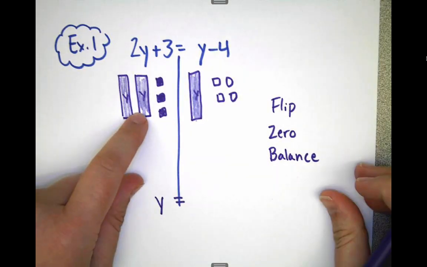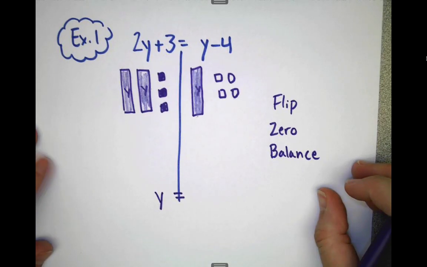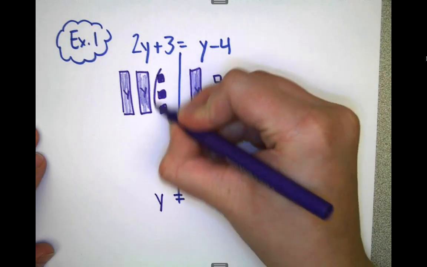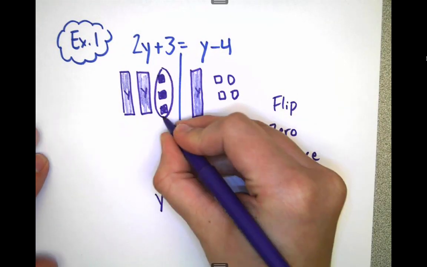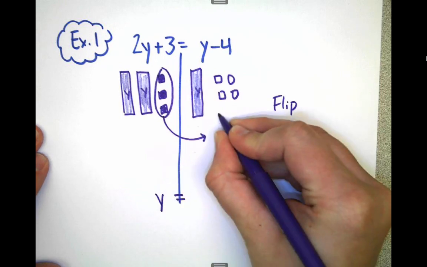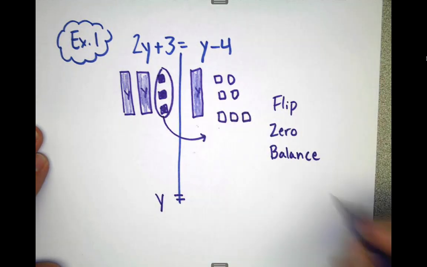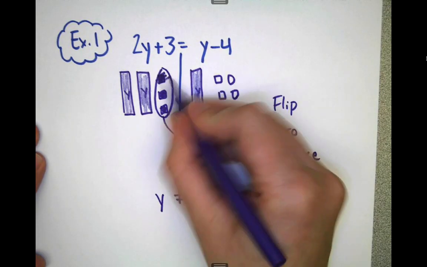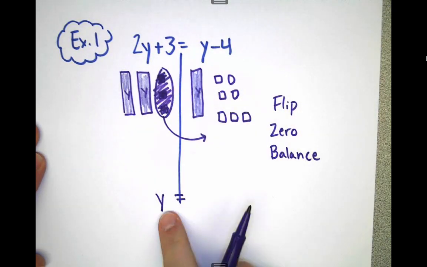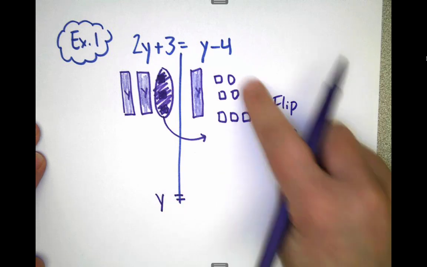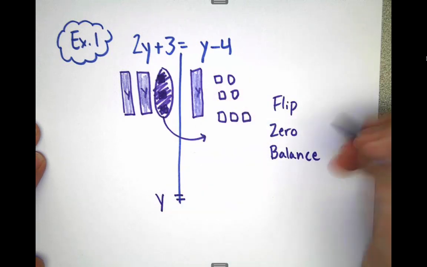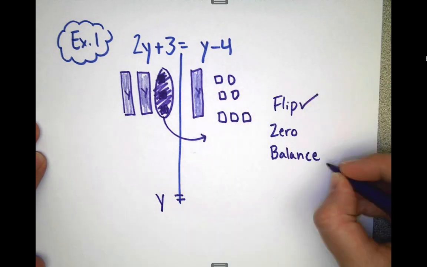So we're trying to get the y by itself. I'm going to take those 3 positive units, those plus 3, and flip them over to turn them into negative 3. 1, 2, 3. 3 negatives. And that'll get rid of them, which starts getting our y by itself. But it also gives us, on the other side, a chance to look for 0 pairs. So flip, done. Let's look for some 0 pairs.